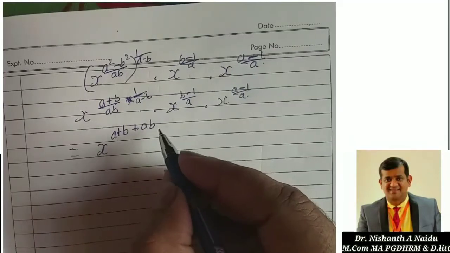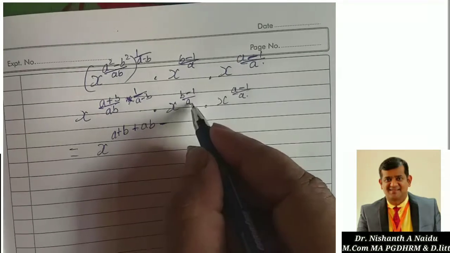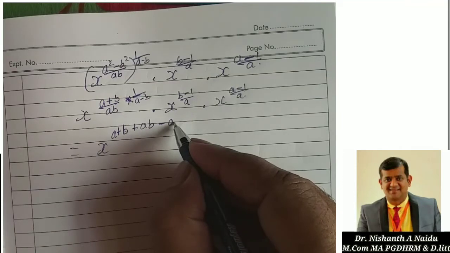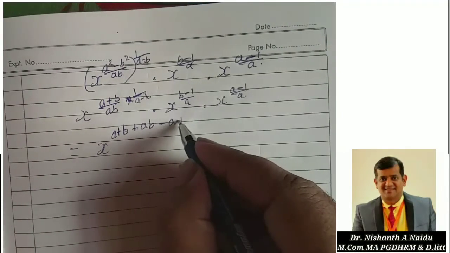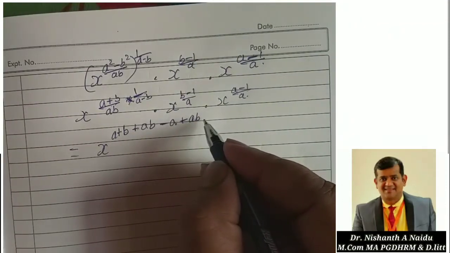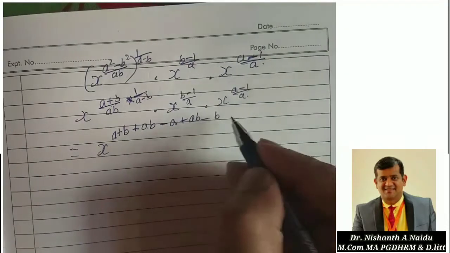Okay, minus A, this one I am bringing up, minus A, then plus AB. Okay, plus AB, minus B.